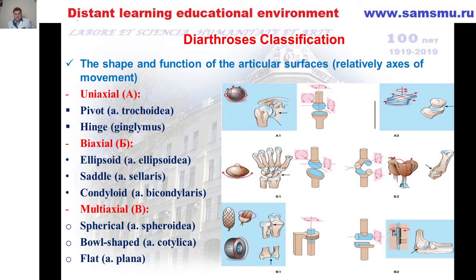Saddle joints also belong to biaxial joints. These joints are convex in one direction and concave in the other. Imagine that you are sitting astride a horse with your legs wrapped around its torso. You can move forward and backward, right and left. The movements in the saddle joint are similar. An example of such a joint is the carpometacarpal joint of the thumb.